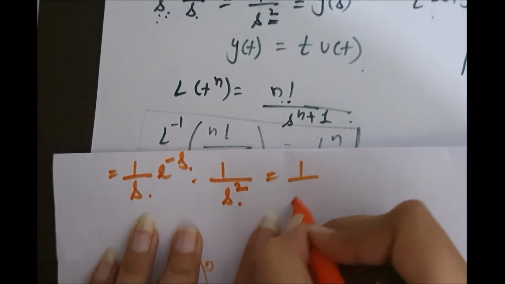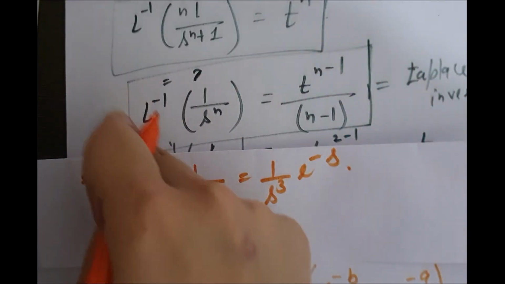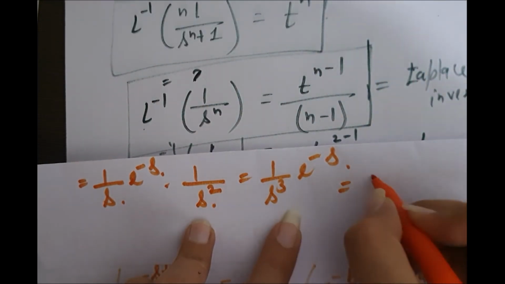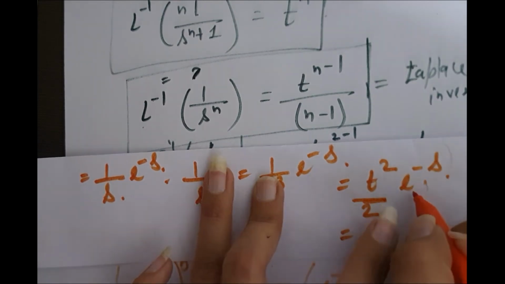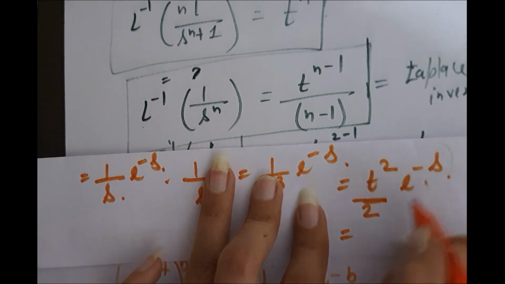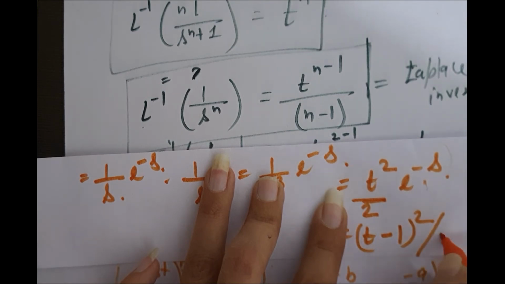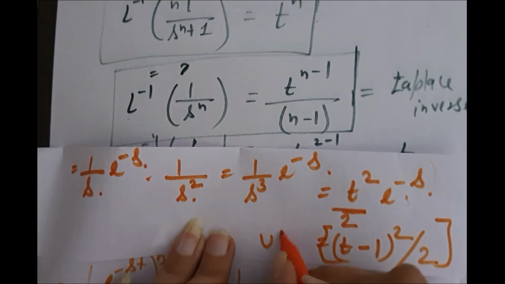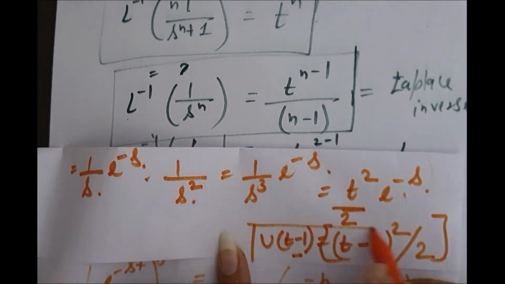We got 1 by s cube exponential minus s. Just apply this property of Laplace inverse and we will get t square upon 2. Due to this exponential minus s frequency shifting, this is (t-1) square upon 2 into u(t). We will also do frequency shifting in u(t), so we will not write u(t), we will write u(t-1). So this comes out to be the result.